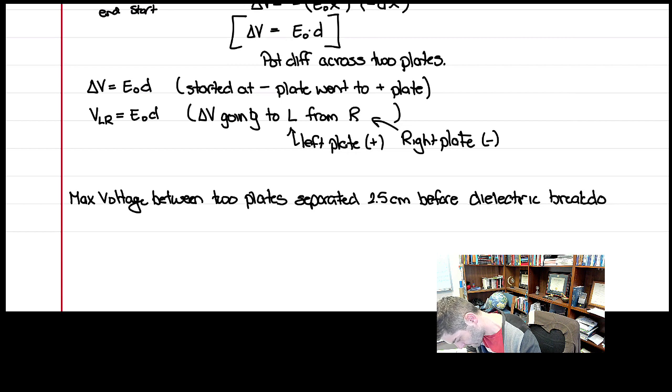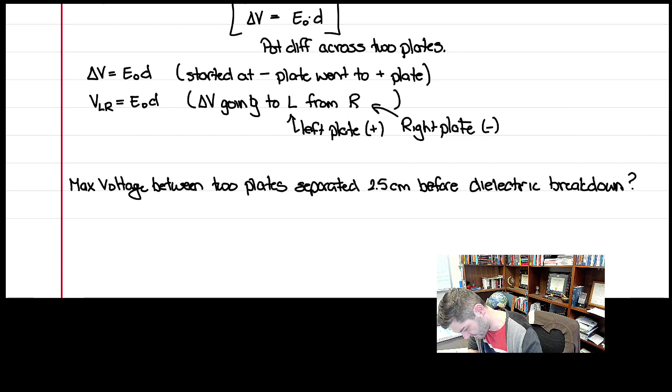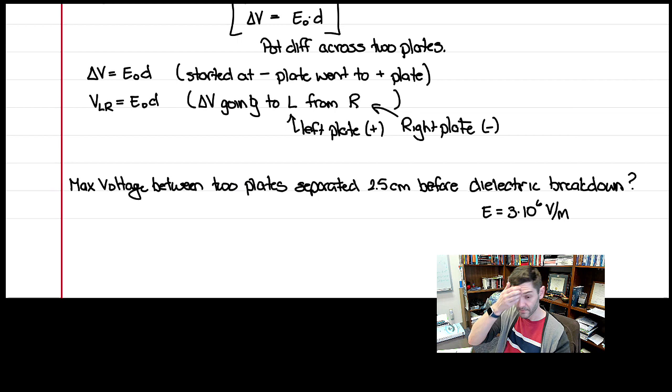which, remember, we said occurs, as long as it's air in between the two plates, when the electric field is 3 times 10 to the 6 volts per meter, or newtons per coulomb, which you also showed in class are equivalent units.